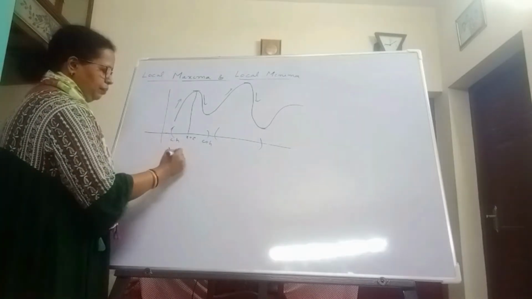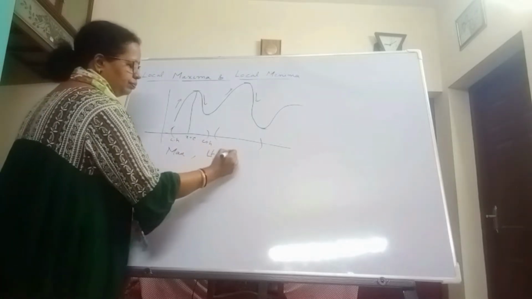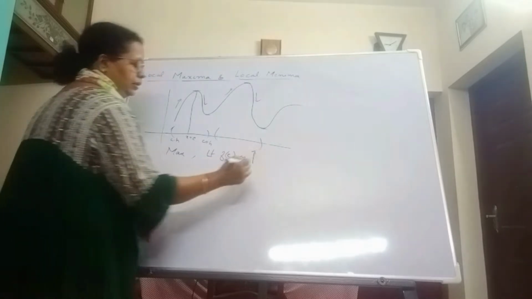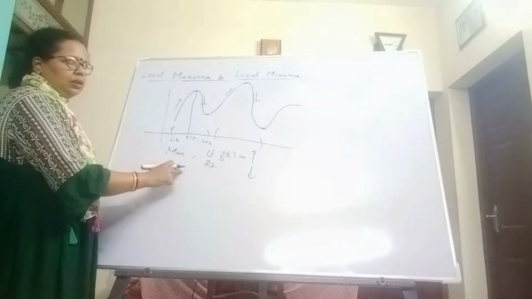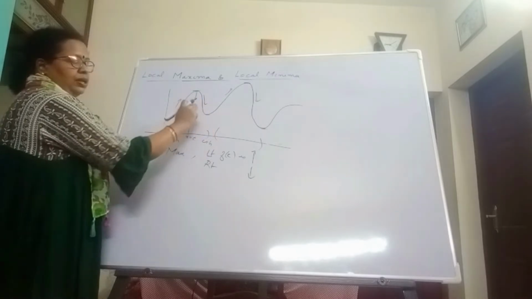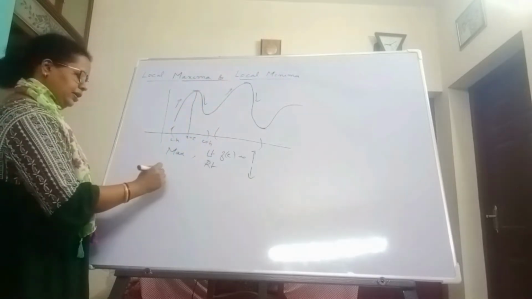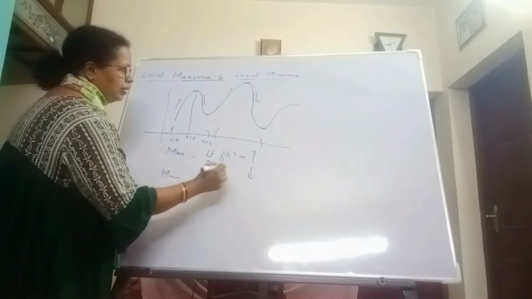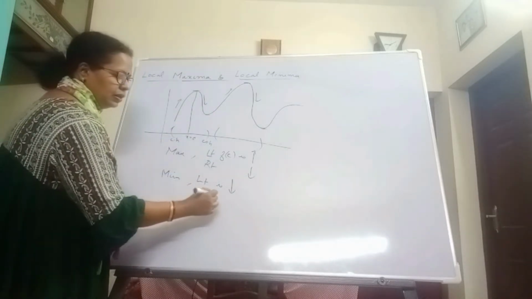So for maximum, what is the condition? Left side of f of c is increasing and right side is decreasing for maximum. For minimum, look here, this is a minimum. For the minimum, what happened to the left side? Left side is decreasing and the right side is increasing. So for minimum, what is the condition? Left side is decreasing and right side is increasing.